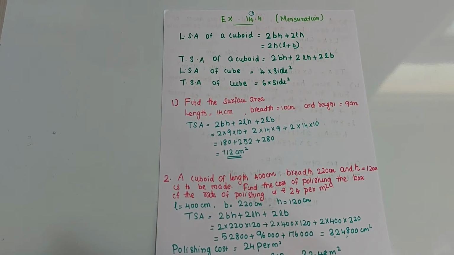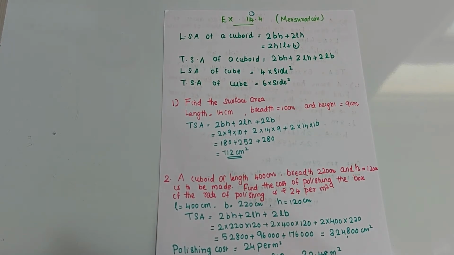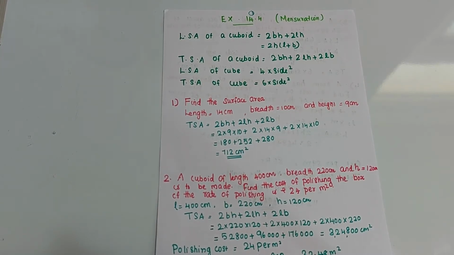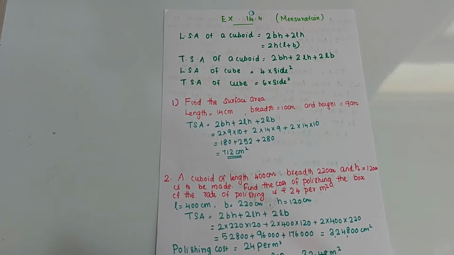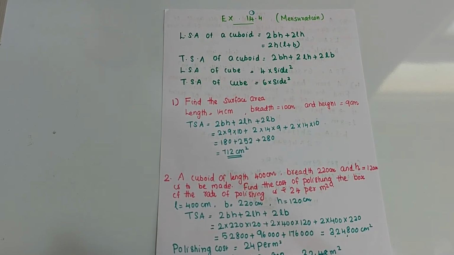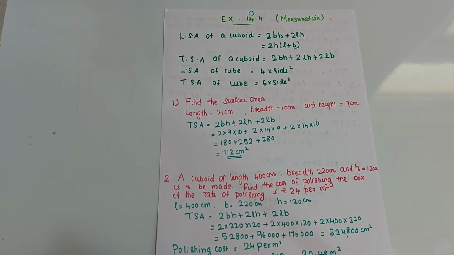Today I am going to discuss exercise 14.4, the chapter Mensuration, from your textbook, Math Says by Pearson, chapter number 14. We are going to do the problems based on LSA of cuboid and TSA of cuboid, LSA of cube and TSA of cube. So before doing this exercise, you learn these formulas thoroughly.